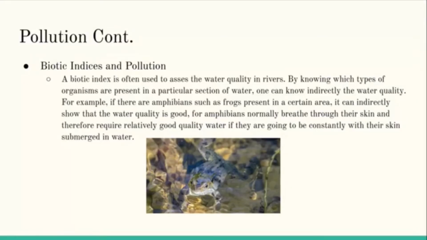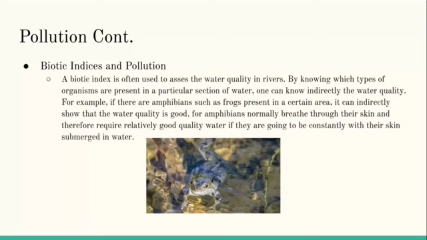Another way which we can look at pollution is through the biotic index. The biotic index is basically an index which can tell whoever is looking at it about the diversity of the organisms in the water. So if there's a high biotic index, it's typically going to mean that there are a lot of diverse animals living and being sustained in that area.